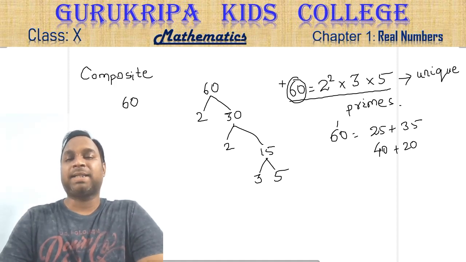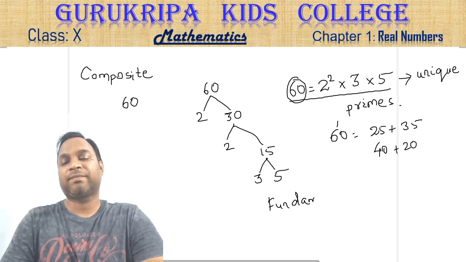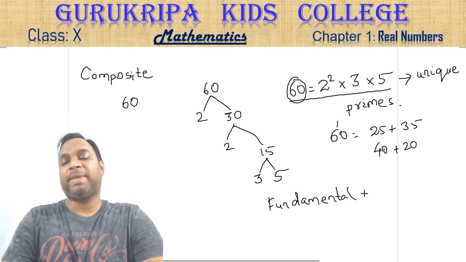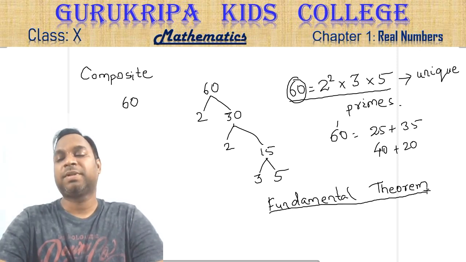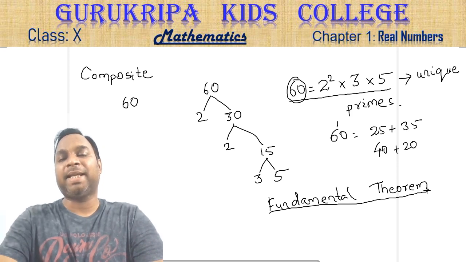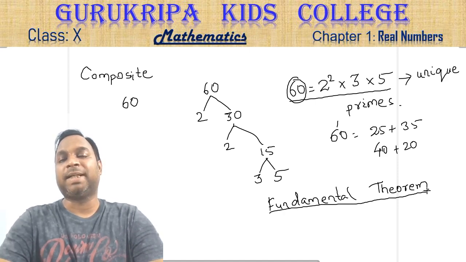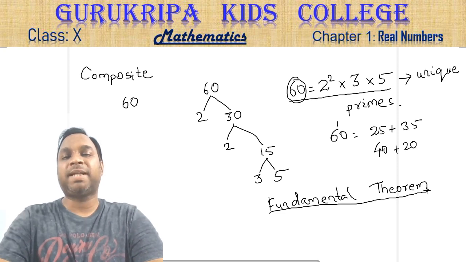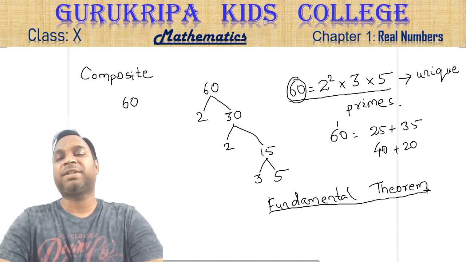This fact is known as the fundamental theorem of arithmetic. This is a very fundamental, very important, very basic theorem. And this will come in your syllabus again and again. If you continue studying maths, you will come across this theorem again and again. So this should be fit in your mind very nicely, that every composite number can be written as a product of primes, and this division of the number in primes has to be unique.